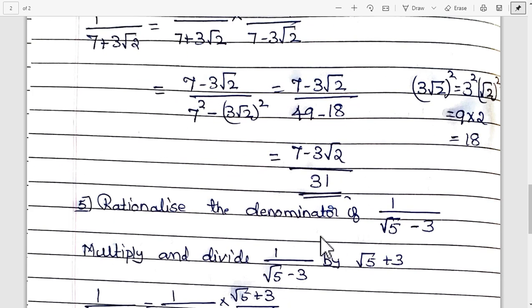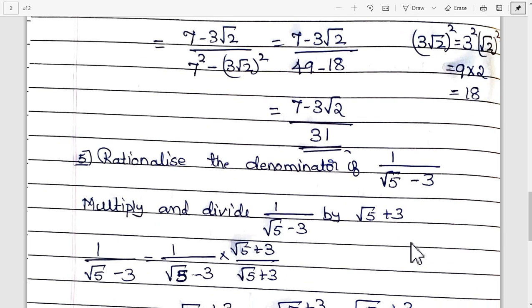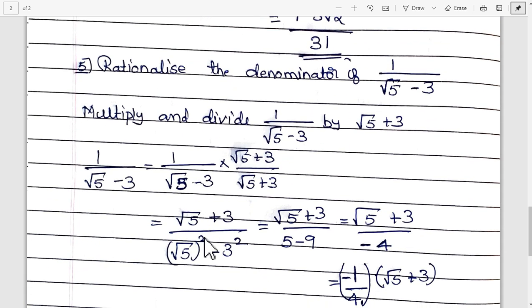Last example sum, rationalize the denominator of 1 by root 5 minus 3. Now in this sum we have to multiply and divide by root 5 plus 3. So 1 by root 5 minus 3 into root 5 plus 3 divided by root 5 plus 3. 1 into root 5 plus 3 is root 5 plus 3, divided by a minus b, a plus b, which is a square minus b square.